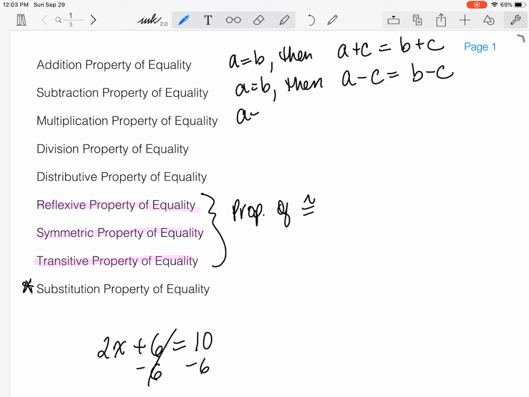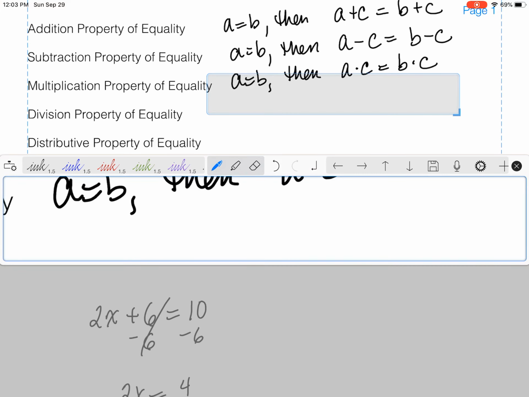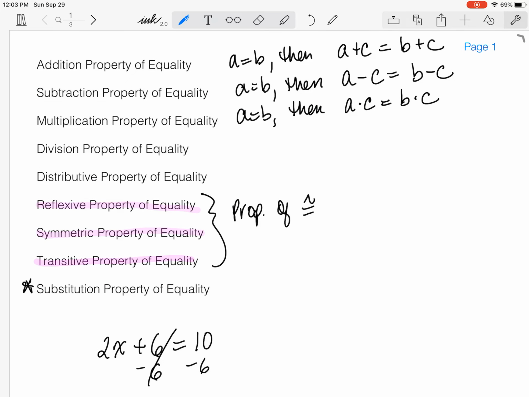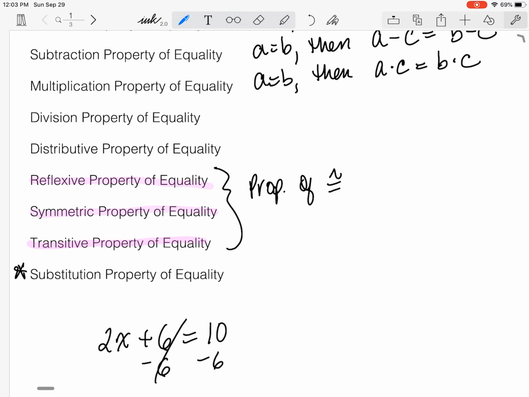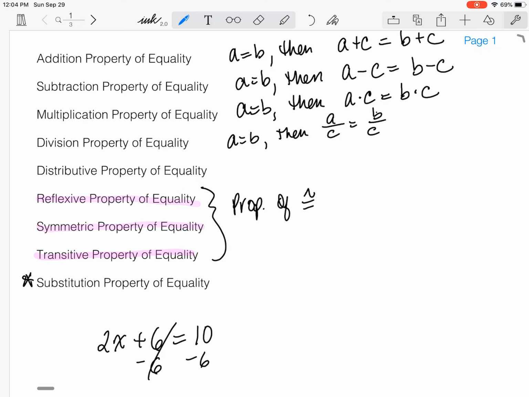And same with multiplication. If A is equal to B, then A times C is going to be equal to B times C. Note, I'm doing the same thing to both sides. All right, and then the division property says that if A is equal to B, then A divided by C is equal to B divided by C. Note, C cannot be equal to 0. Okay.